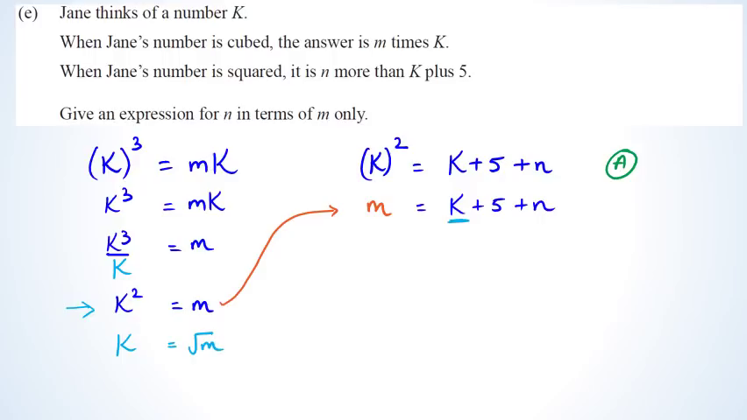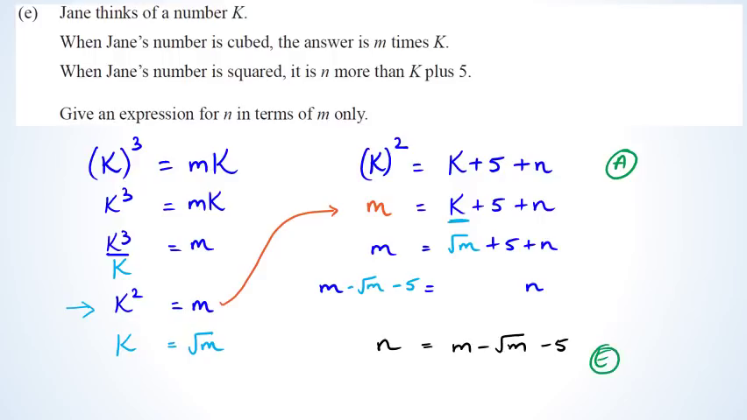Because k is equal to the square root of m, now I can continue with my equation on the left hand side. I'm going to get m is equal to, and instead of k, I'm going to put square root of m plus 5 plus n. But remember, you're asked to figure out what n is. So I'm going to rearrange everything so that n is by itself. I'm going to get n equals m, and the square root of m, when it comes to this side, becomes minus square root of m. The 5, when it comes to this side, becomes minus 5. So in the end, I have my expression for n, which equals m minus square root of m minus 5. And getting it to that last point gets you an excellence.